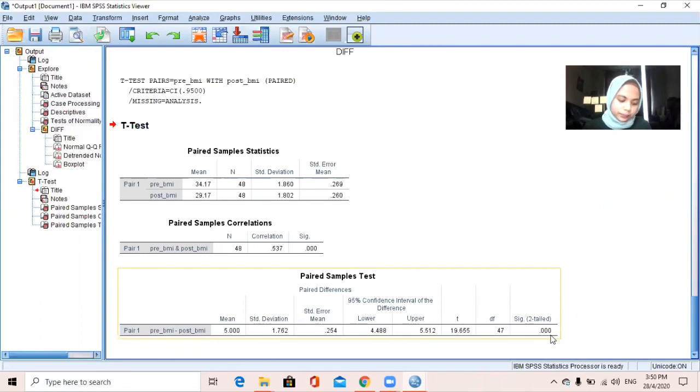So from here, the p-value is 0.000 and the significance level is 0.05. If the p-value is less than 0.05, we are able to reject the null hypothesis. If the p-value is more than 0.05, we fail to reject the null hypothesis. So the result shows that the p-value is less than 0.05, so we are able to reject the null hypothesis. The conclusion is there is a significant difference of BMI before and after the BMI intervention.